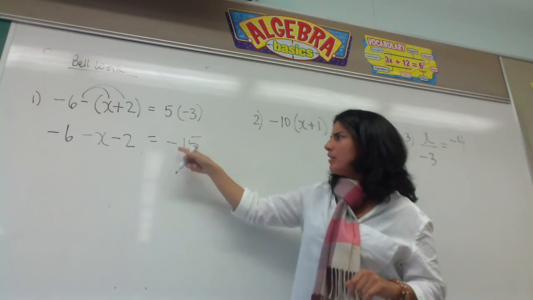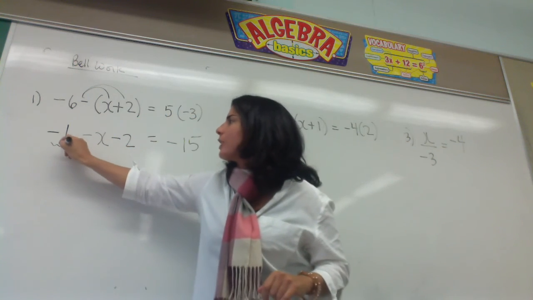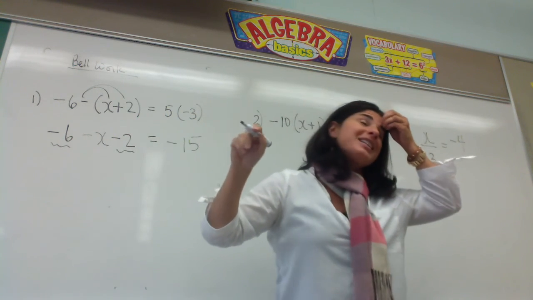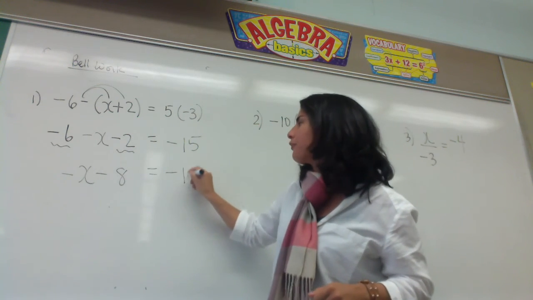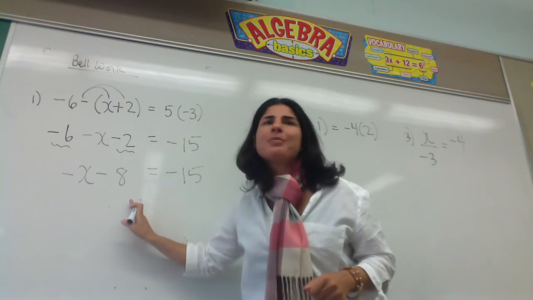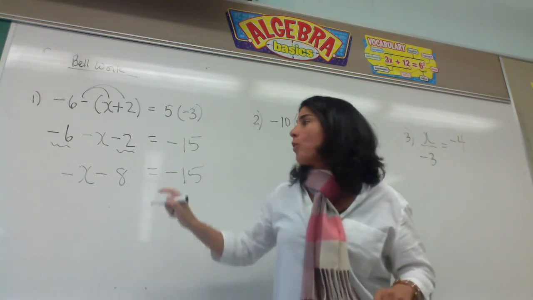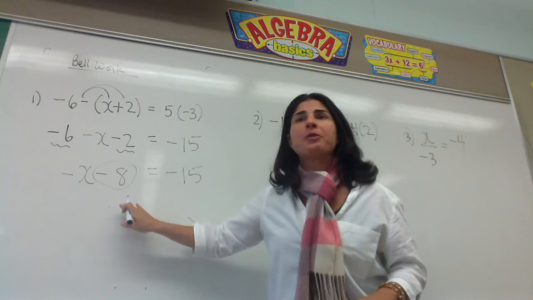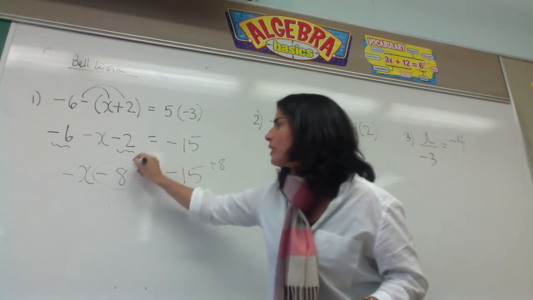This seems to be the number I keep putting in. Not on purpose, but negative 15. Then I'm going to do negative 6 and negative 2, which is minus 8. So I have negative x minus 8 equals negative 15. The order of this doesn't matter. I could have had negative 8 minus x. It doesn't matter. What it matters is to remove it from this side by bringing it over here as a plus 8. So this removes it.